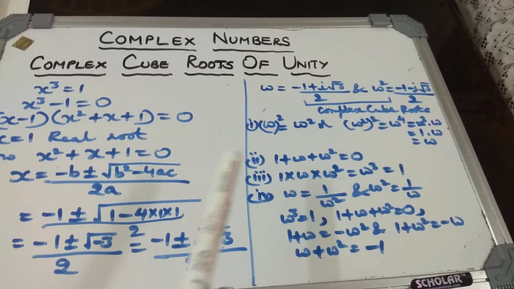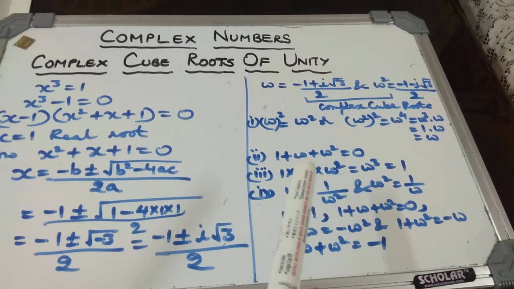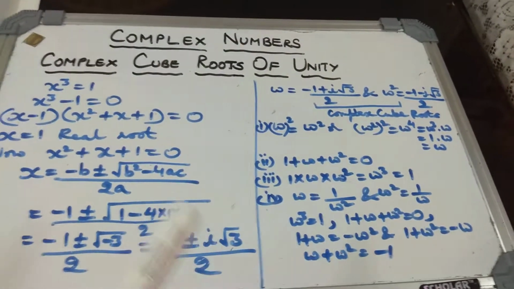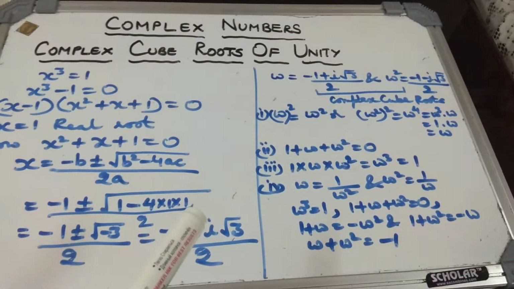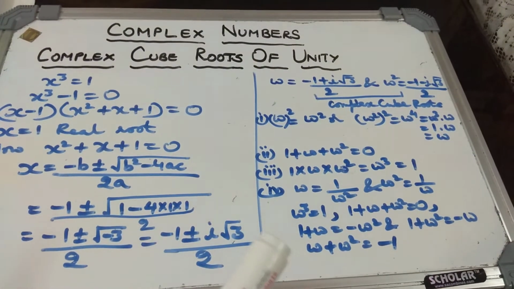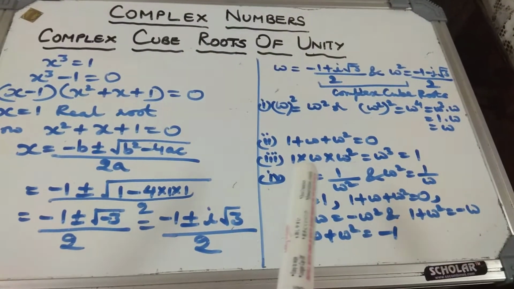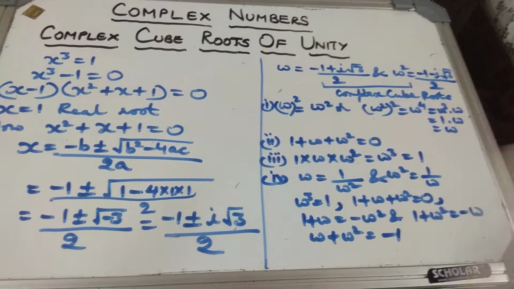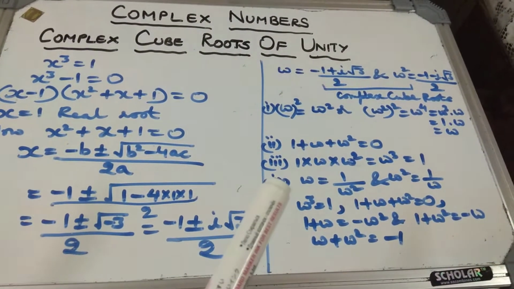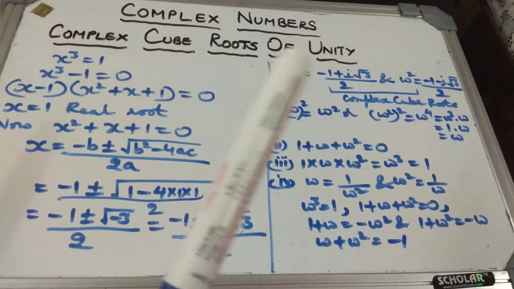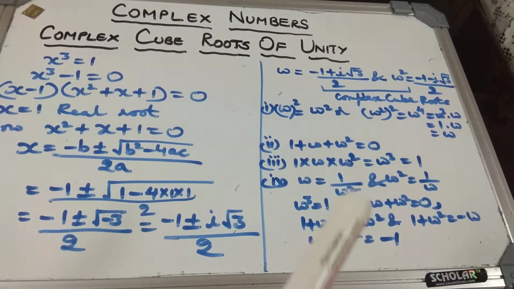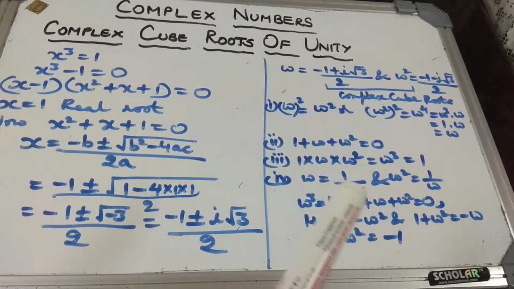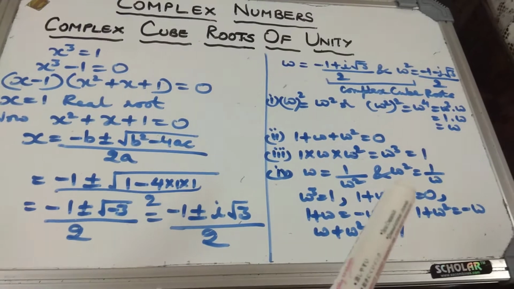Second property, which is very extensively and very often used, 1 plus omega plus omega square equals to 0. That is, the roots of unity, if they are summed up, real and complex, it is equals to 0. But when you multiply all the three roots, you are going to get omega cube, which is equals to 1. And the last property is very useful, that is, one root is reciprocal of the other one. That is, omega is equals to 1 upon omega square, and vice versa.